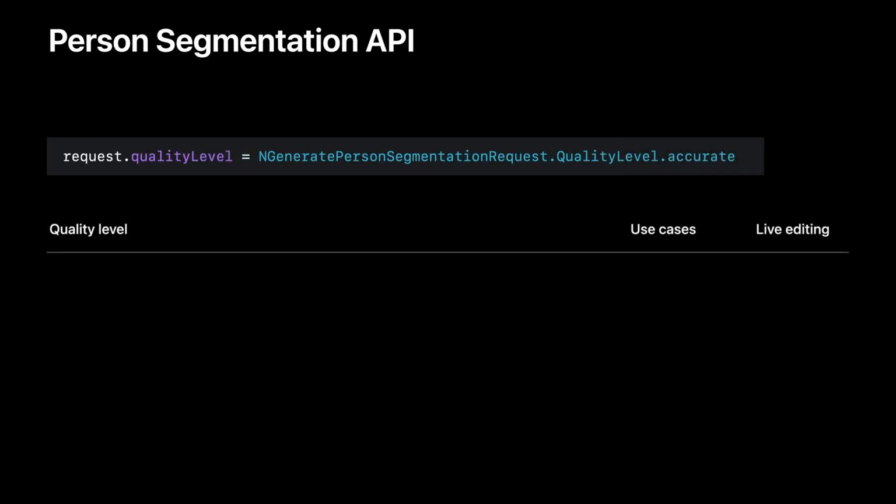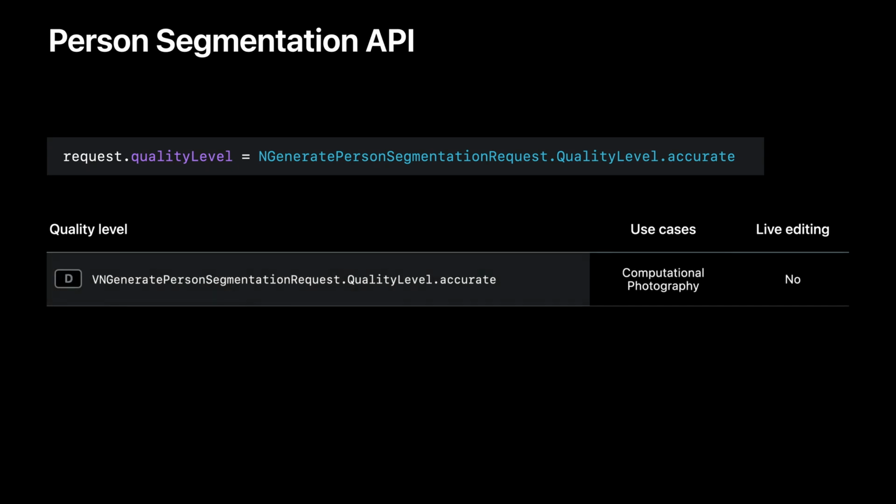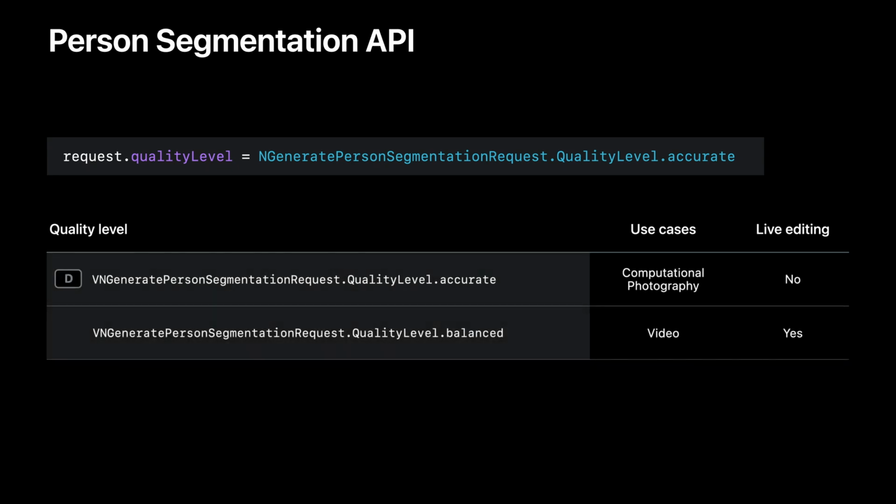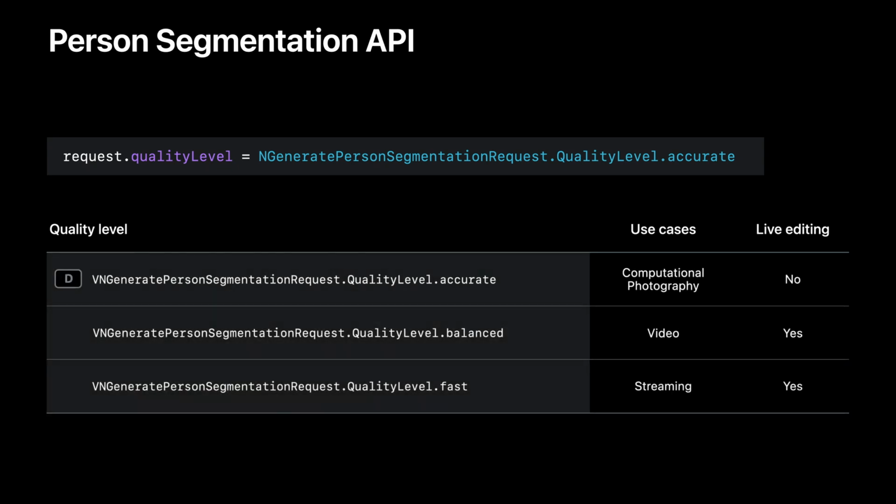Vision API offers 3 different levels: accurate, which is also the default one, balanced, and fast. As far as the use cases go, we recommend using accurate level for computational photography. This is the use case where you would like to achieve the highest possible quality and are typically not limited in time. Using similar logic, balanced level is recommended for video frame-by-frame segmentation and fast for streaming processing.